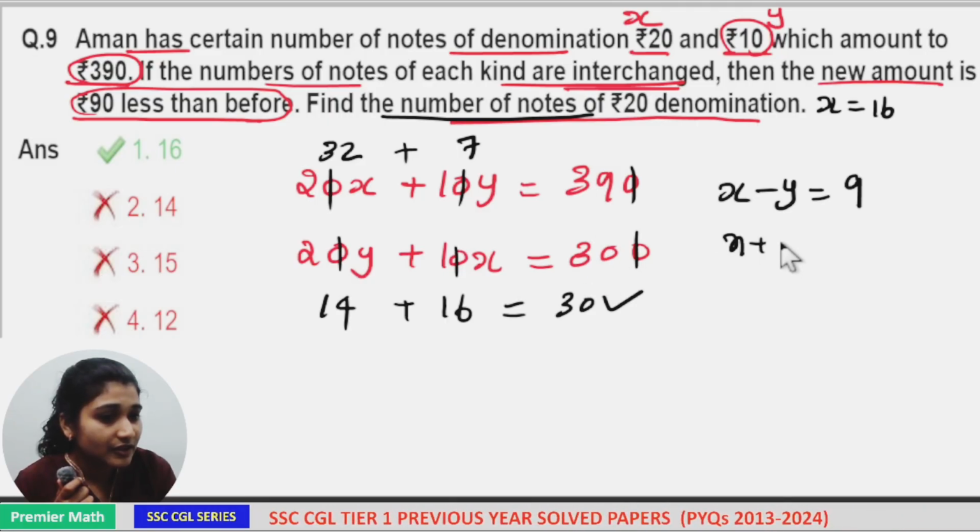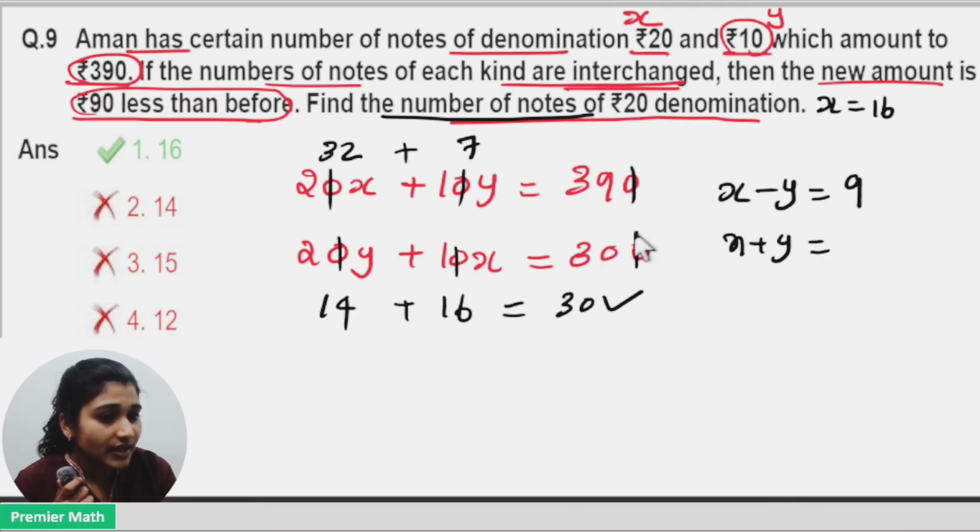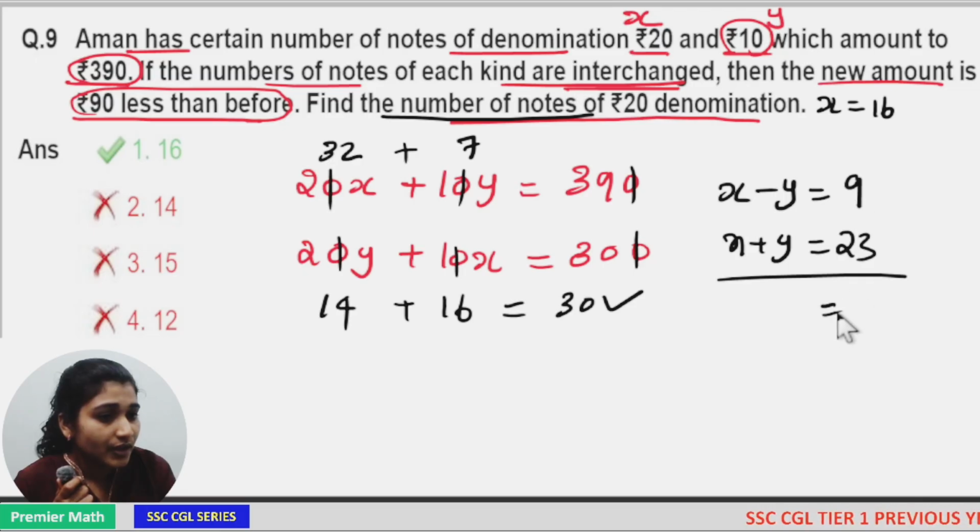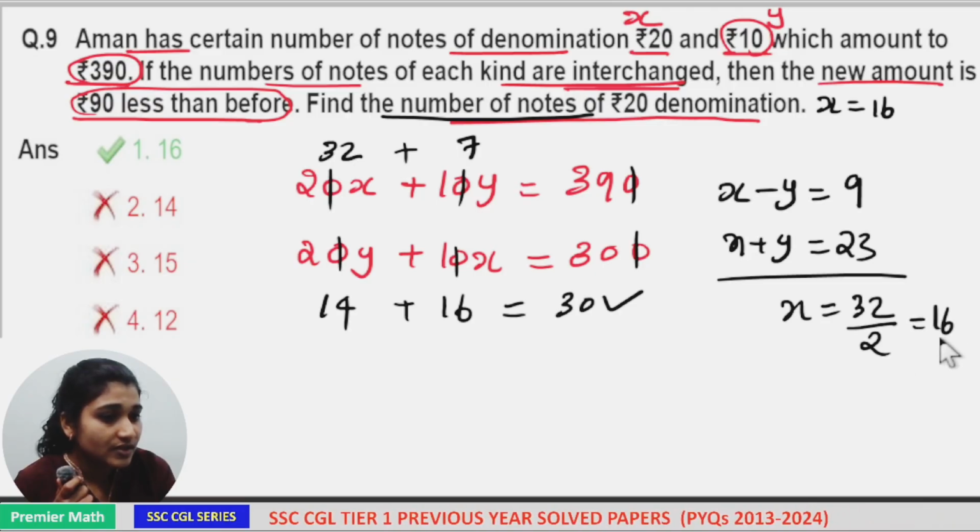Then x plus y is equal to 69 divided by 3, 23. From this, 2x is equal to 23 plus 9, which is equal to 32. Then x becomes 32 by 2, 16.